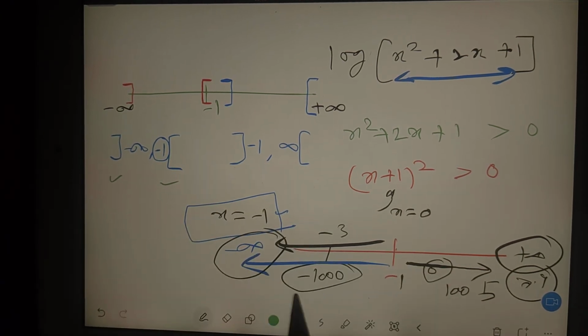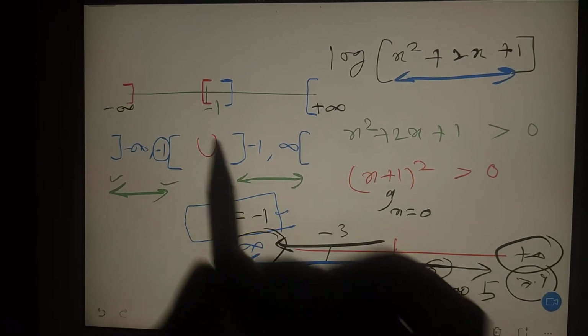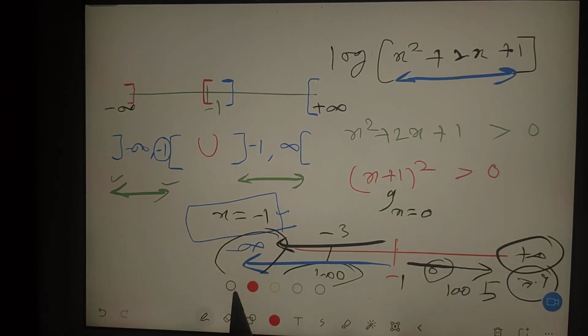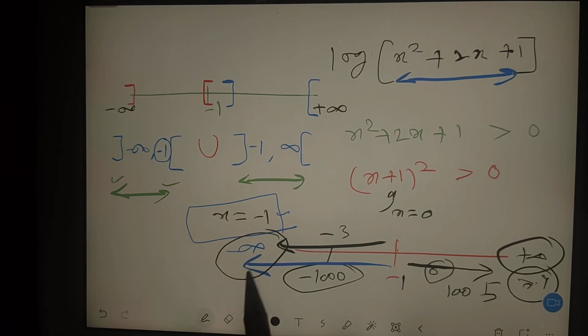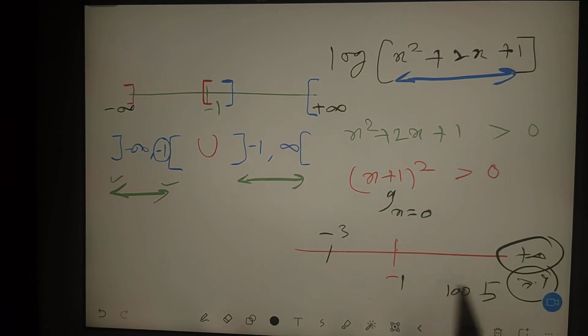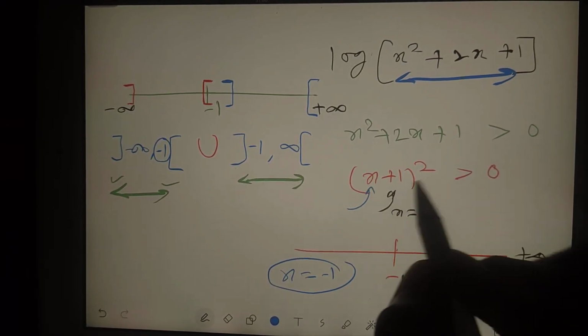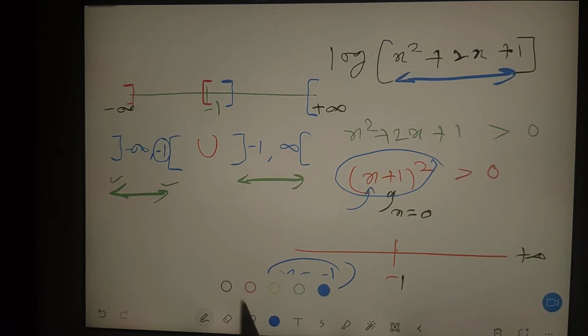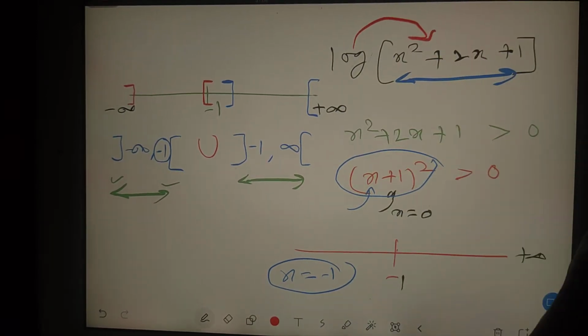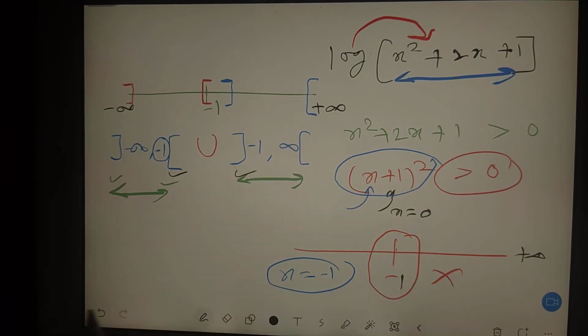Open bracket, open bracket. You got one set here, you got one set here, but because both sets are possible, you put union. Okay, but can you choose x is equal to -1? I mean the critical point itself, can you choose? No, we cannot choose -1. Why can't we choose -1? Because if you choose x is equal to -1, then this bracket will become 0, and we are not looking for 0, because log 0 is not defined. We are only looking for more than 0. So this -1 you cannot take. That's why I have not used a closed interval here or here.